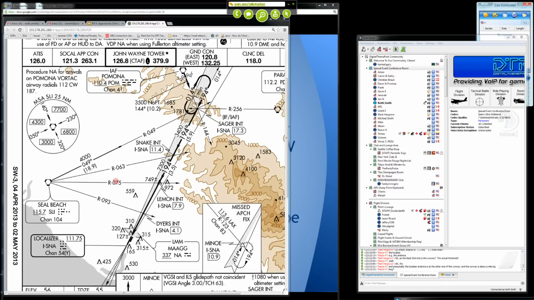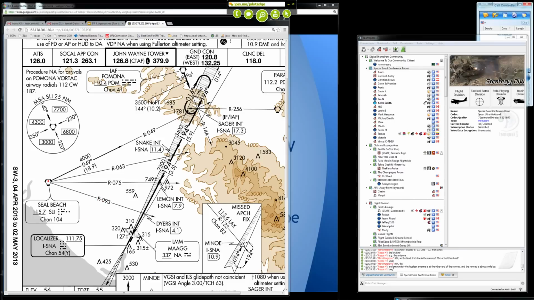Okay, so in the vectors to final case, as a pilot, you're guaranteed a number of things. You're no longer going to be concerned with these different segments of the approach. So this concept of flying from Seal Beach to Sager and doing the procedure turn, identifying Sager and Snake, etc., all of that goes away. You're not going to be doing any of that. You're going to be going wherever ATC directs you.